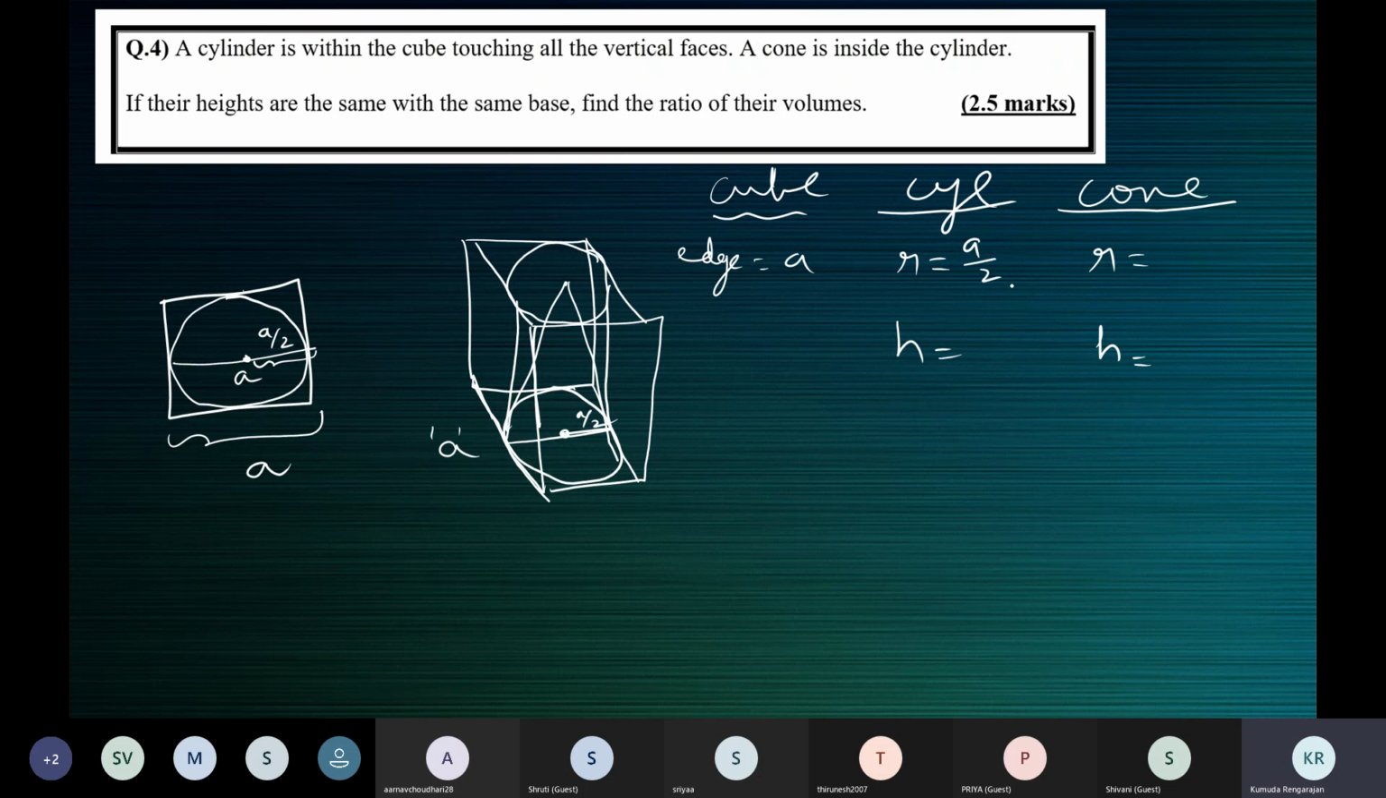What is the height of the cylinder? What is the height of the cube? A. Height of the cube is A because cube length, breadth, height all are the same, A units. So the height of the cylinder is A and the height of the cone is also A.